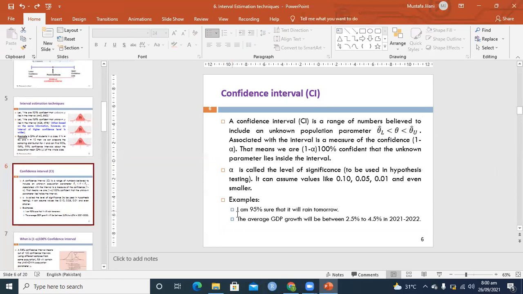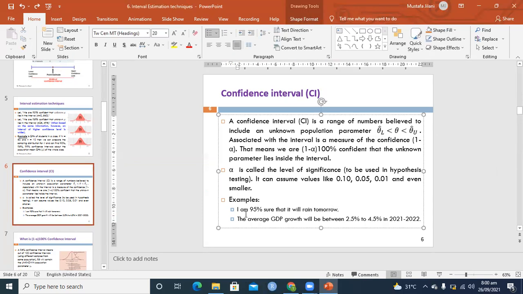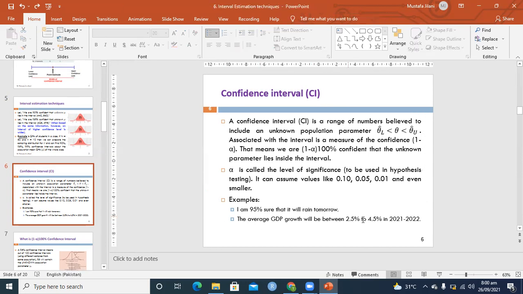And these are examples that show that I am 95% sure that it will rain tomorrow. Hope so, maybe yes, maybe no. 5% not sure, 95% sure. And similarly, suppose that the GDP growth of a country will be between this interval after the COVID era. So that means maybe I am 95% or 90% true. Maybe I am wrong.